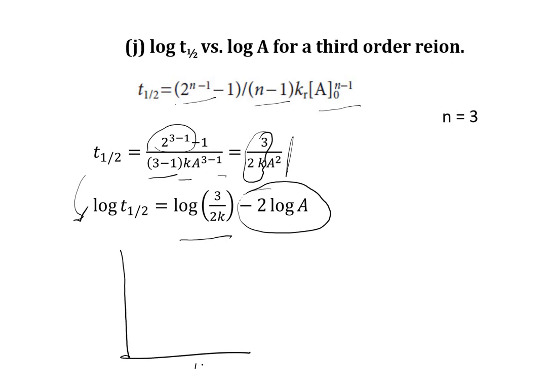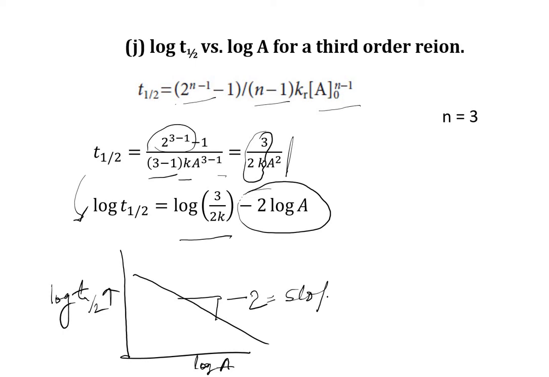This is log a on the x axis, and the y axis is log t half, and the plot would be a straight line with a decreasing slope, and the slope is minus 2. Okay. Fine. So this is an example of an nth order expression.